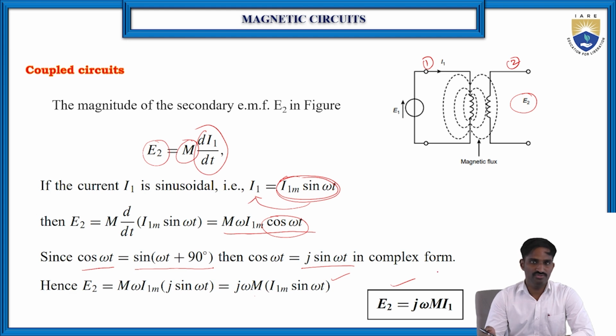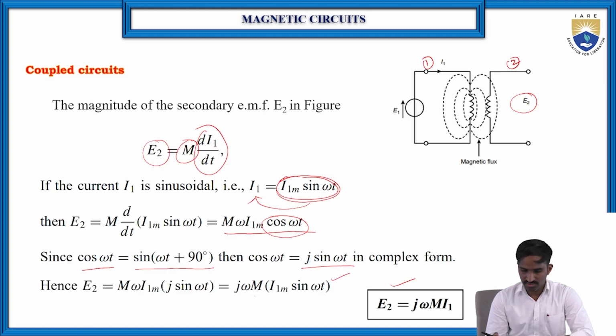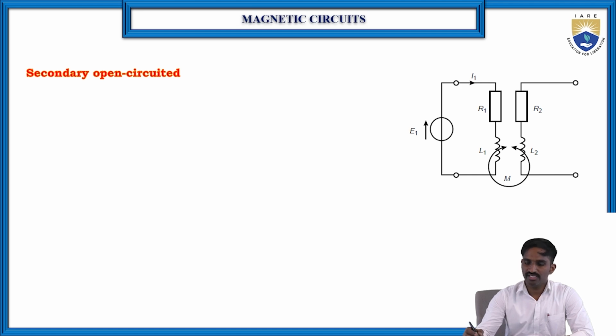So the same principle we usually apply in the transformers, right? Then there are two conditions here. So this is the general case that we have considered. So here the two cases are, the first case is when the secondary is open circuit. If the secondary is open circuit, then what is the EMF induced across the secondary winding?